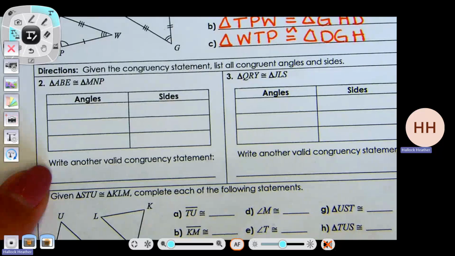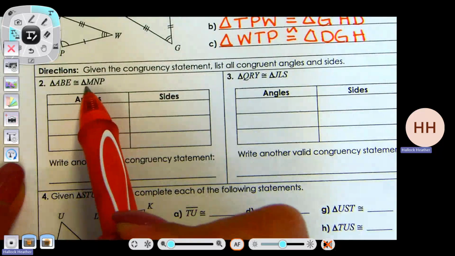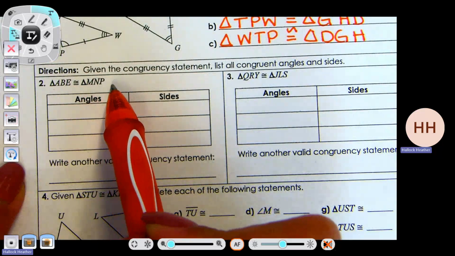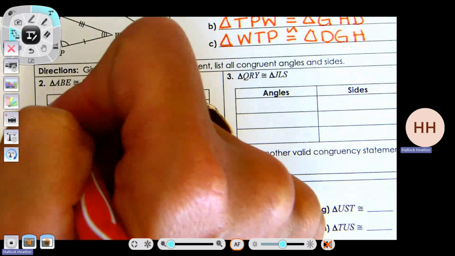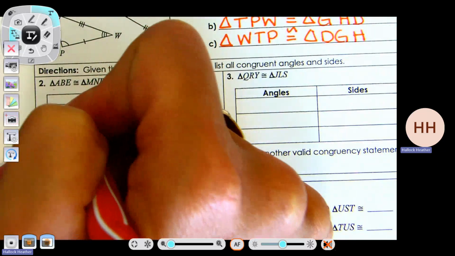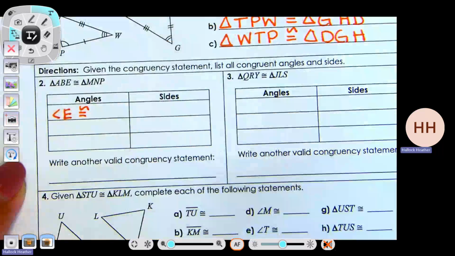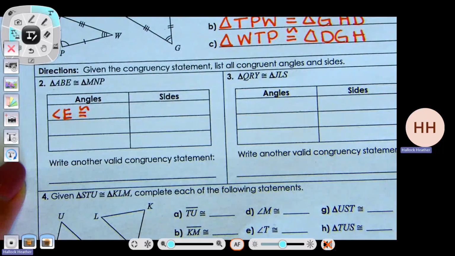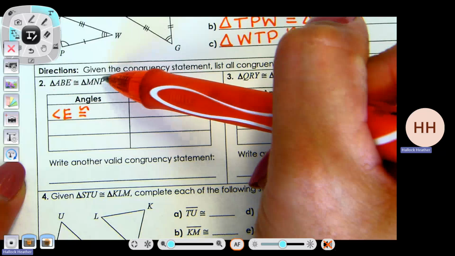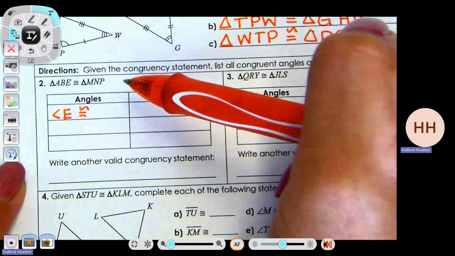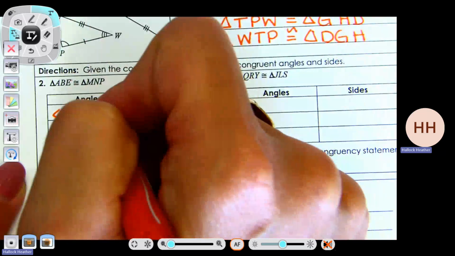So numero 2, we have triangle ABE is congruent to MNP. So we're doing the same thing kind of, but we don't have a picture and we're not going to draw it out. So if I say angle E is congruent to something, how do you know that? Because it's at the end and it matches. E and P match. Okay. So since they're both last, they have to be congruent. So angle E matches with angle P.